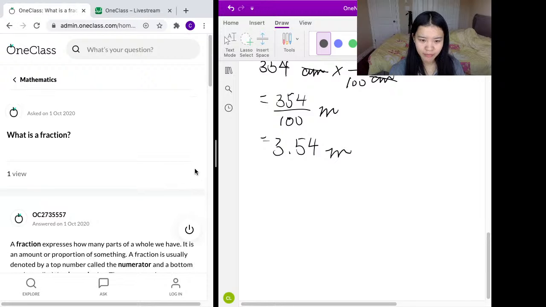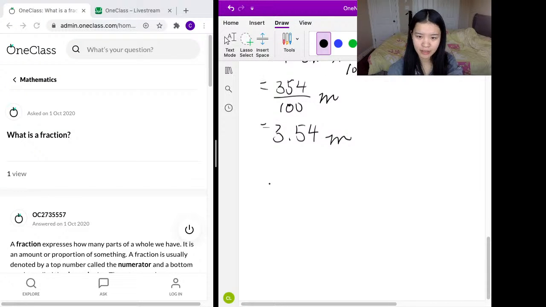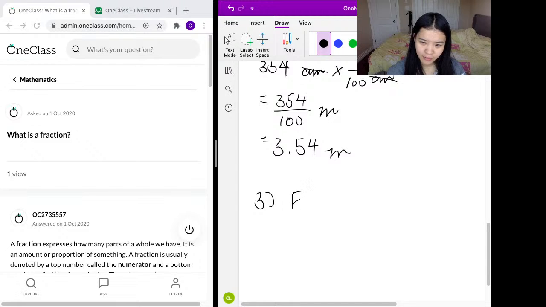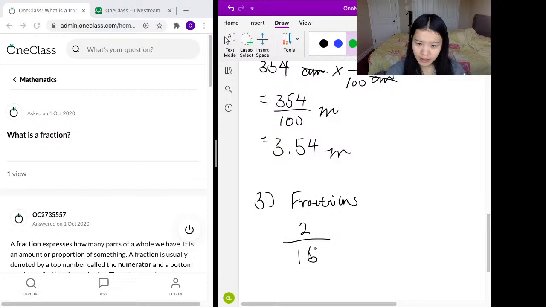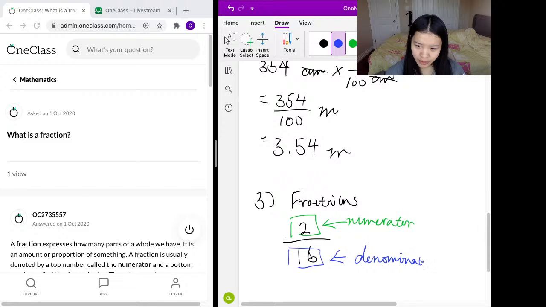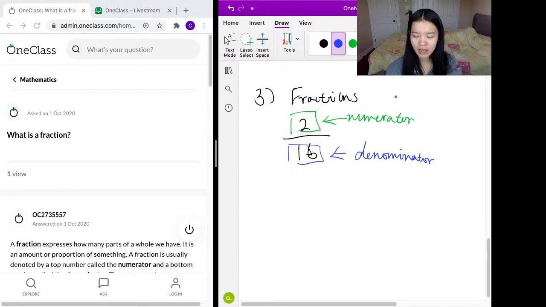So this is the basic concept of fractions. Let's write down here 3 fractions. A fraction has a numerator and a denominator. Let's use the 1/16 example. The number on top is the numerator, and the number on the bottom is called the denominator.